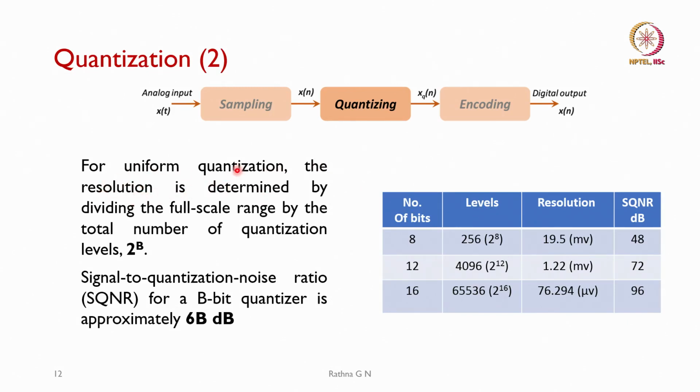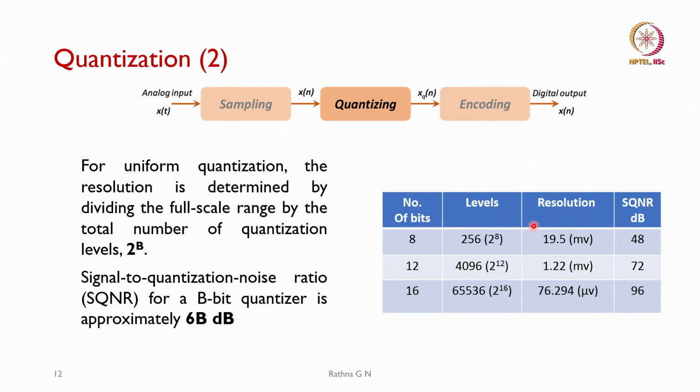For uniform quantization, the resolution is determined by dividing the full scale range by the total number of quantization levels. That is, if I am representing with an 8-bit number, then the number of levels is 2 power 8. B can be any number of bits, and then I have to specify the signal to quantization noise ratio. For a B-bit quantizer it is approximately 6B dB, where B is the number of bits, represented in decibels.